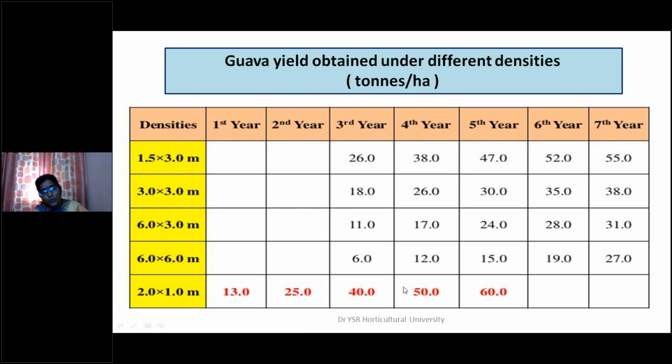So if it reaches the 5th year, we can get 60 tons per hectare. And in the remaining high density plantings like 3 into 3 and 3 into 1.5, we can also observe an increase in yields from 15 tons to 47 tons when compared to the traditional method of planting. We can double the yields, or even a 3 times increase in yields is observed in high density planting and also ultra high density planting.